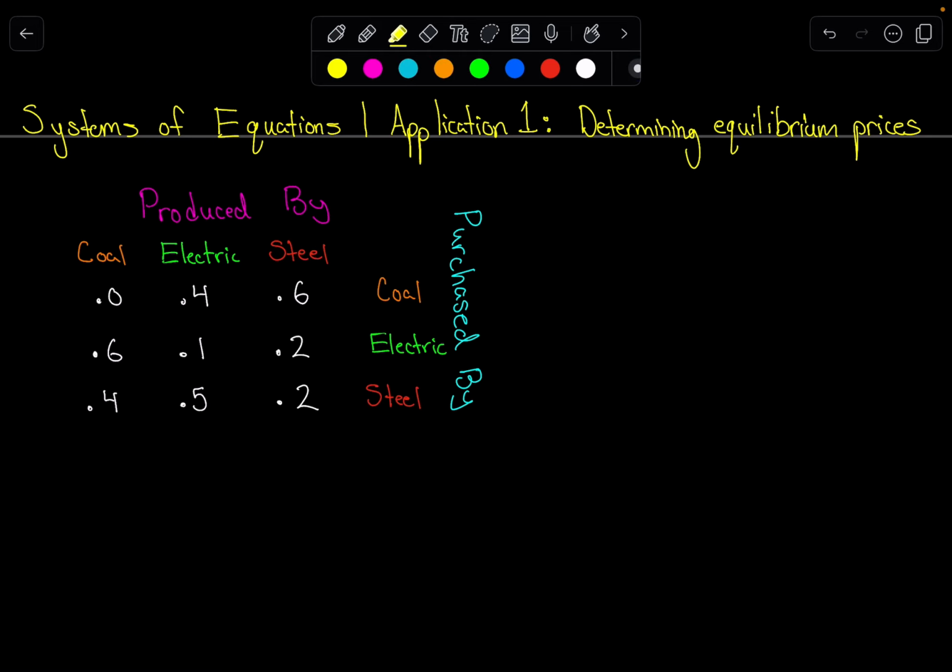How you might read something like this, let's say I were to read this column right here. What this basically says is that the steel company produces steel, and 60% of what they produce gets purchased by the coal company. 20% of their product is going to the electric company, and then another 20% is going back to the steel company. And you might be wondering, what do you mean 20% is going back to the steel company? So they're buying their own product?